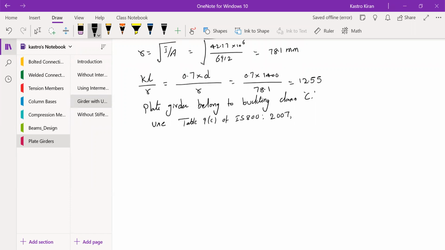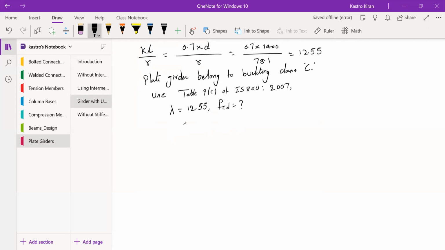So use table 9C of IS 800-2007 and you have to calculate the value of FCD when lambda equals 12.55. Upon doing the interpolation, you're going to get the value of FCD as 226.24 newtons per mm square. I'm not doing the interpolation terms. We are familiar with the interpolation concept, so I'm not going to do that again. So that's the final value of FCD.